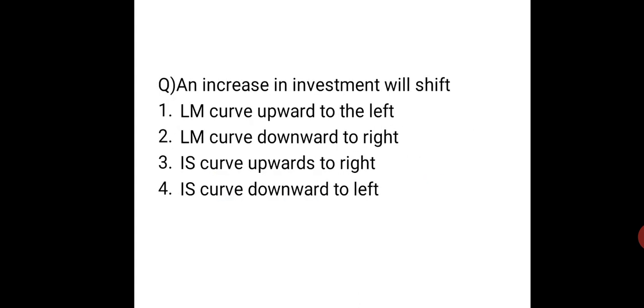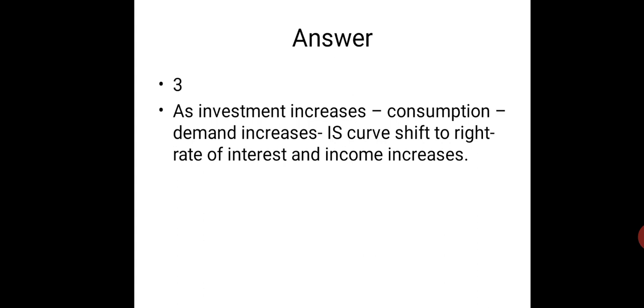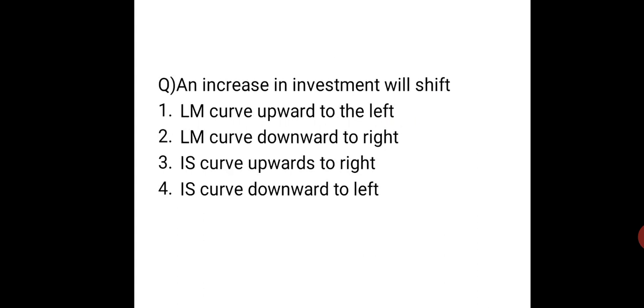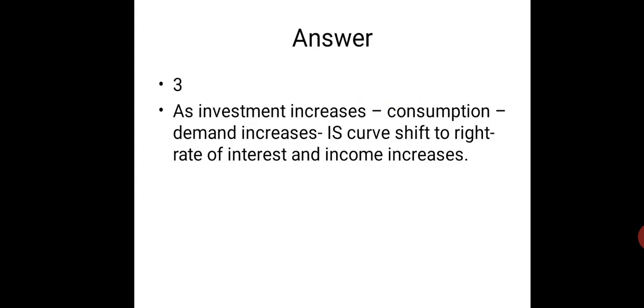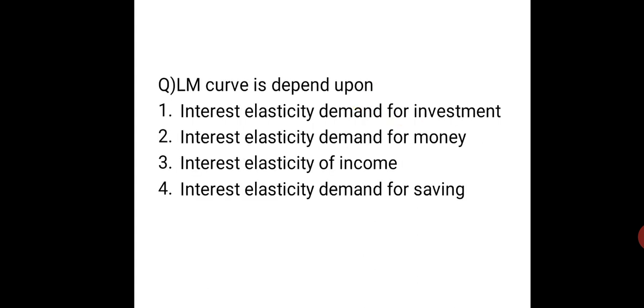Next question. An increase in investment will shift. When there is an increase in investment, you know that they are talking about the IS curve. So the IS curve will shift to the right. It is somewhat similar to the first question that we discussed. When there is an increase in investment, demand will increase, consumption of goods and services will increase, where the goods market is related to the IS curve, and there will be an upward shift in the IS curve, leading to an increase in rate of interest and increase in income.